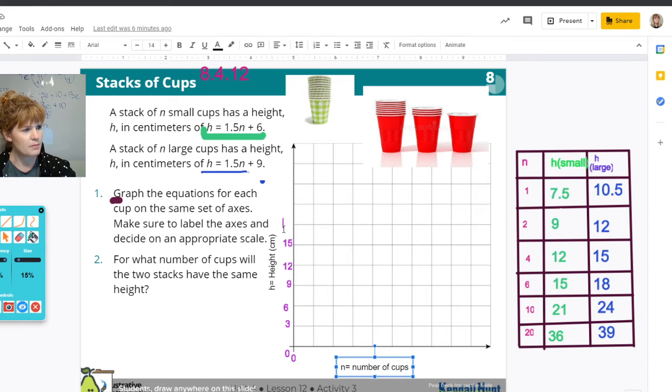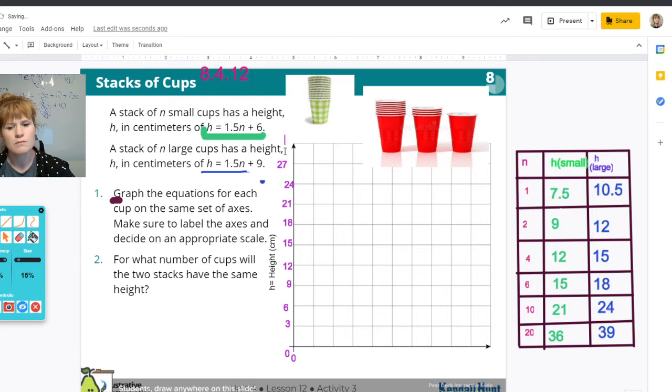So let me go ahead and put my scale on. I'm counting by 3s. You can count however you want. If you have a better idea, then you do it your way. But make sure that you have a reason for the scale that you choose. Maybe mine's not the best. Wait and see. The top is 30.